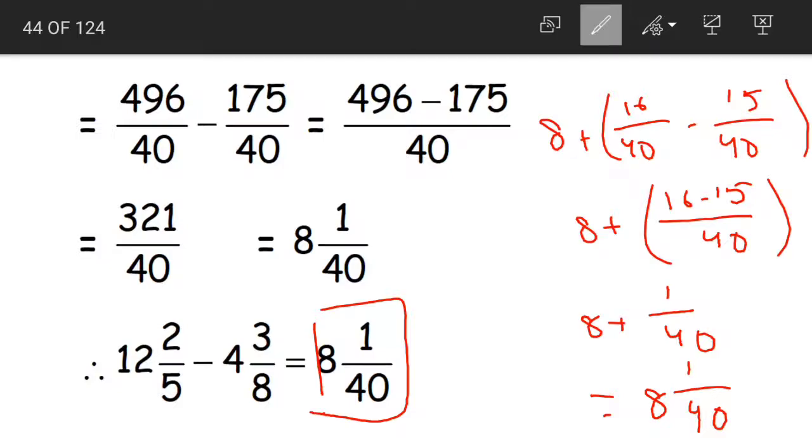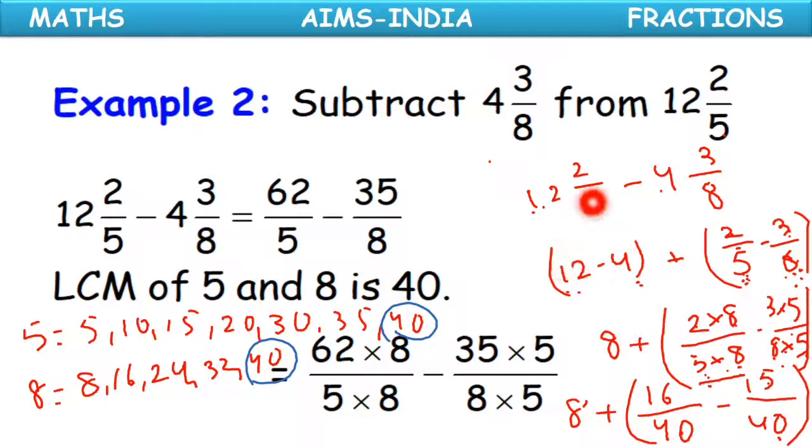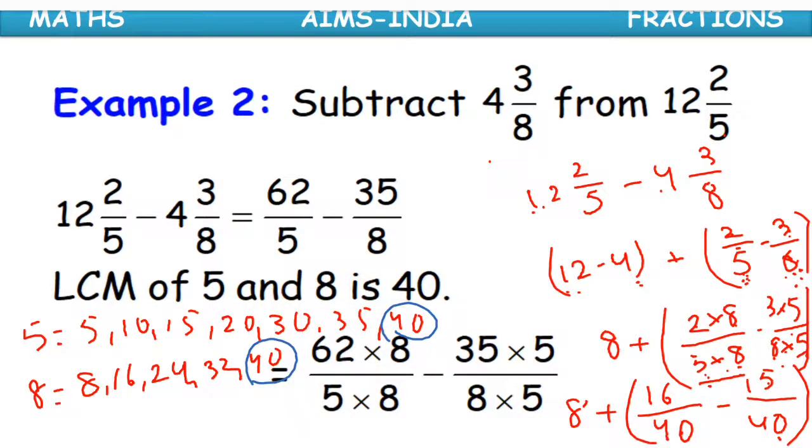Yes, so we can follow either of these methods. We can subtract the whole numbers and the fractions separately and then combine them together, or else we can convert the mixed fractions into improper fractions, find out the LCM and then subtract them, children.